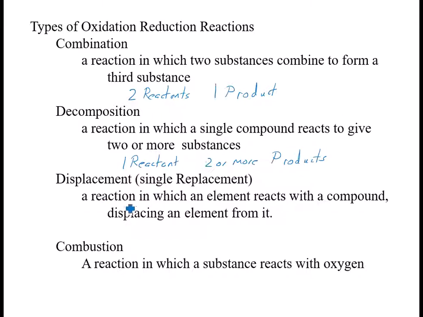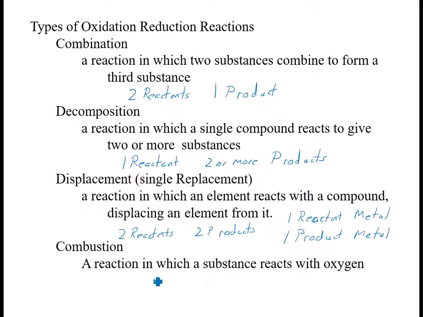A single displacement, a reaction in which an element reacts with a compound, displacing an element. So I'm going to have 2 reactants and 2 products, but 1 reactant is typically a metal, and 1 product is a metal. And it means just a metal by itself, not a compound.